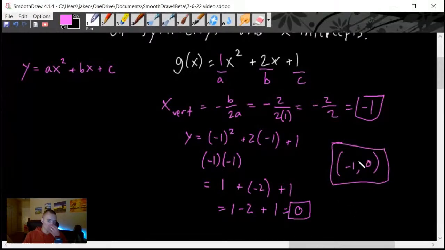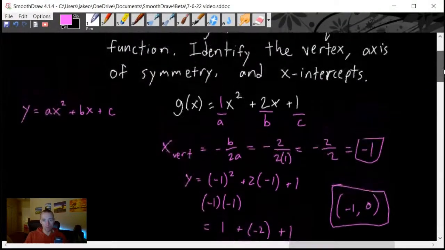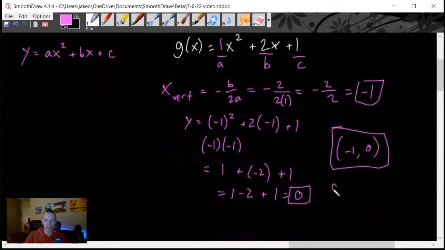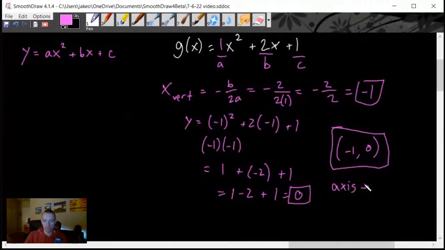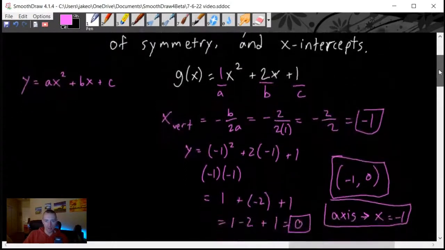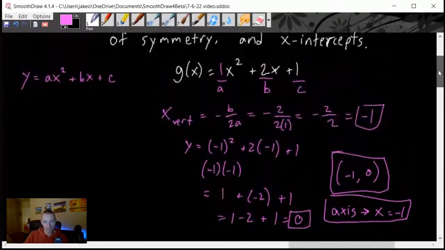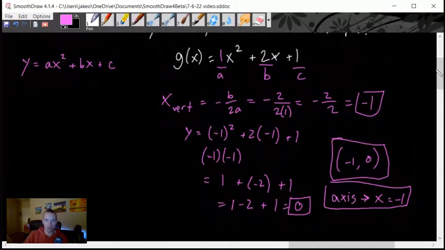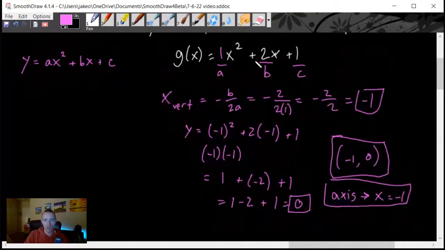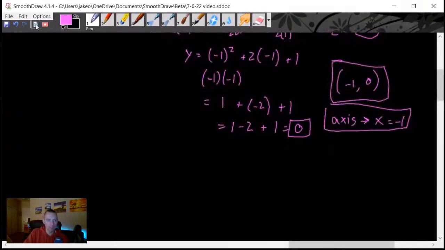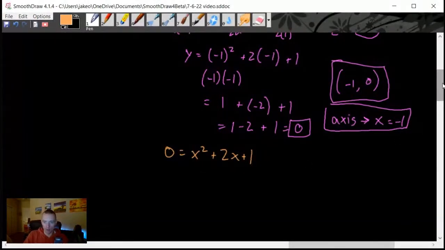Okay. From there, we can talk about our axis of symmetry. Once you have your vertex, your axis of symmetry is always just going to be x equals whatever the x coordinate of your vertex is. So x equals -1. And then x-intercepts. So again, just like we've done in prior examples, to find the x-intercepts of a function, you just set it equal to 0. So we're just going to get 0 equals x squared plus 2x plus 1. And then solve for x from there.